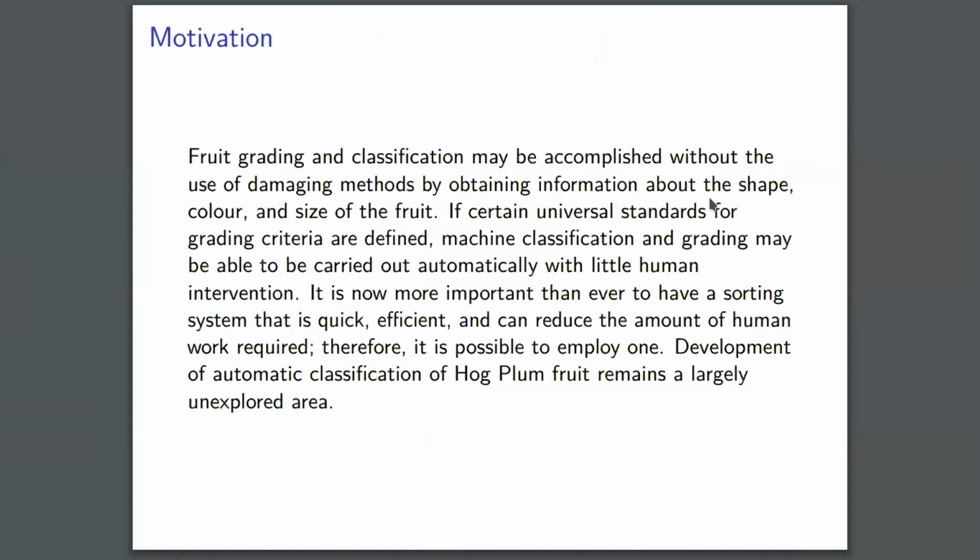So classification of hog plum can be done by analyzing the shape, color, and texture of the fruit. If universal standards are defined, then machines can do it automatically. This will have a big impact in the food industry. Hog plum is also used for regional medicine and folk medicine. As far as we know, there is no existing work in this area. The classification of hog plum is very unexplored, so this is one of the first papers in this area.